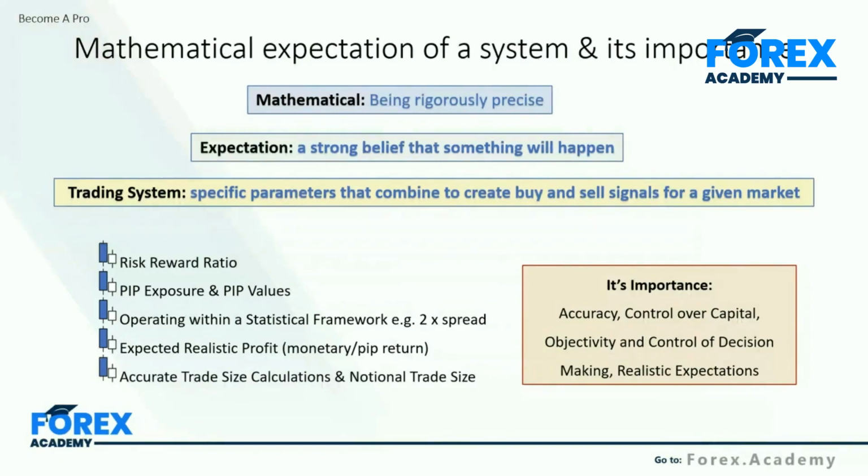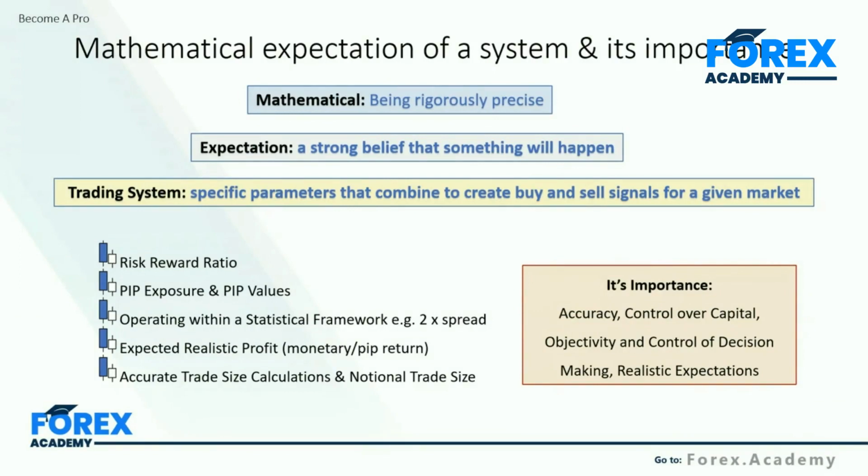Well, what we want to focus on with our trading, even though sometimes you'll make a trade and it'll be completely wrong, the market will turn around, move against you straight off the first pip, and just go straight down to your stop loss and you'll take a €50 loser. That happens. But what you want to focus on in the long run is accuracy, control over your capital, objectivity and control of decision making, and realistic expectations. Now you can make this mathematical in terms of expectation on your trading system.